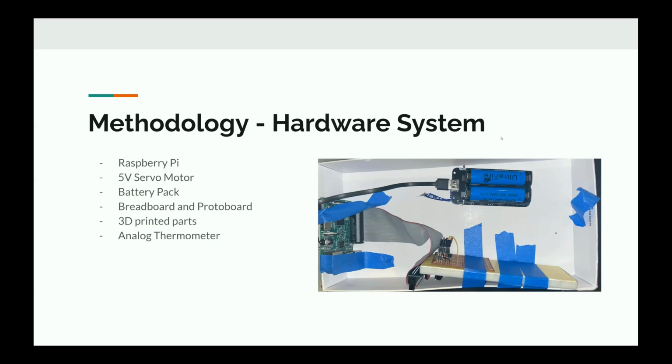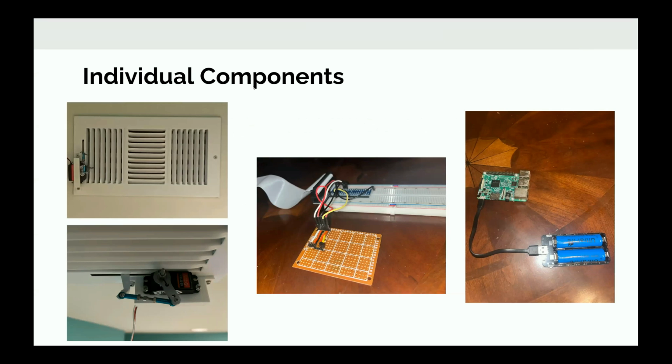So the first part of my methodology is a hardware system. I'm using a Raspberry Pi, a 5-volt servo motor, a battery pack, a breadboard and a protoboard, some 3D printed parts, and an analog thermometer. On the right, you can see my setup for the central system of this hardware, where I have the Raspberry Pi and the battery pack, and this is just controlling everything. And then for the individual components, on the top left, I have the vent that's modified. And you can see on the bottom left, there's a zoomed in picture of the motor.